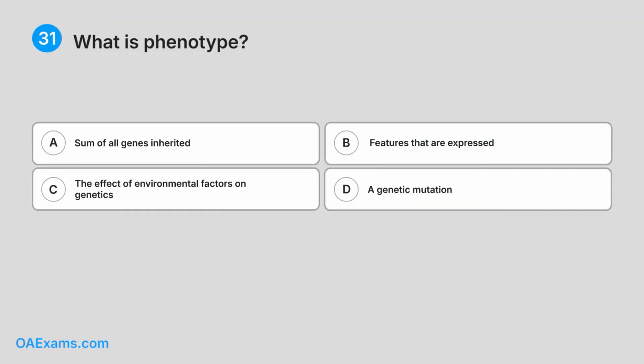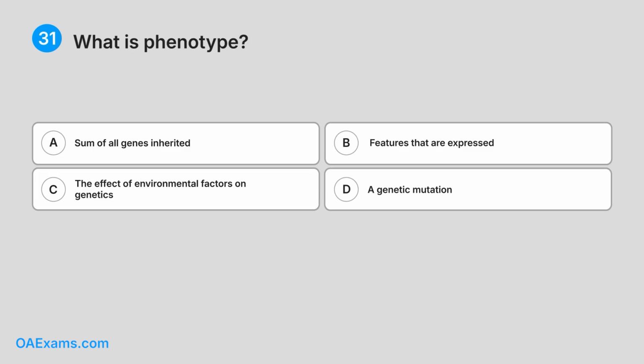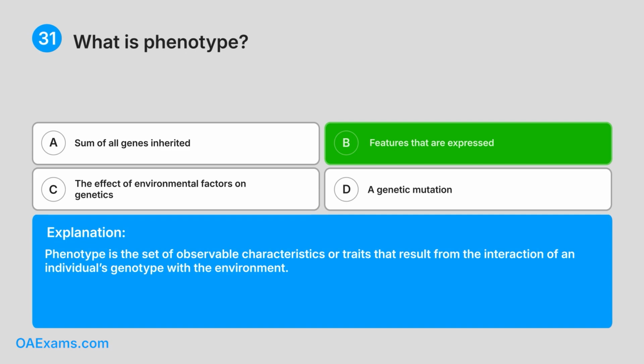31. What is phenotype? A. Sum of all genes inherited. B. Features that are expressed. C. The effect of environmental factors on genetics. D. A genetic mutation. What do you think is the answer? Correct answer. B. Features that are expressed. Explanation. Phenotype is the set of observable characteristics or traits that result from the interaction of an individual's genotype with the environment.